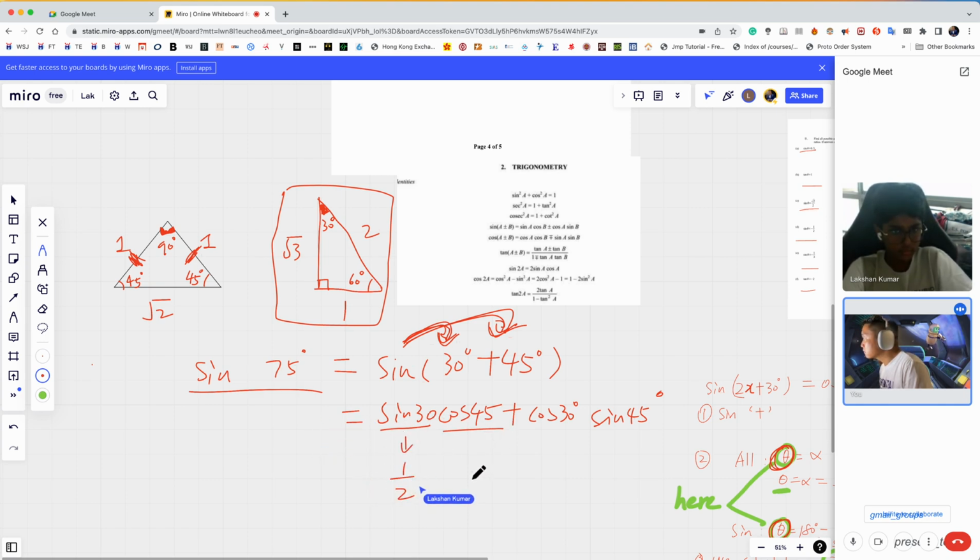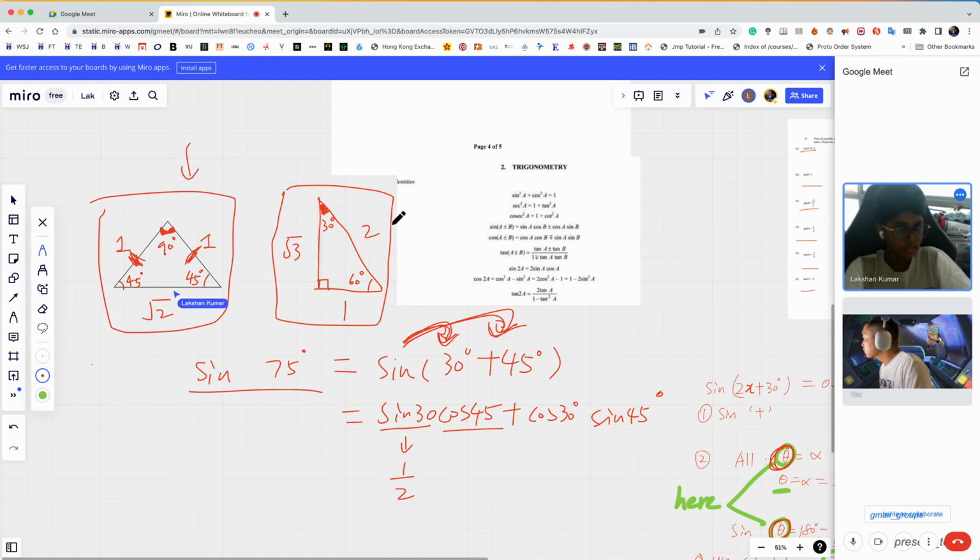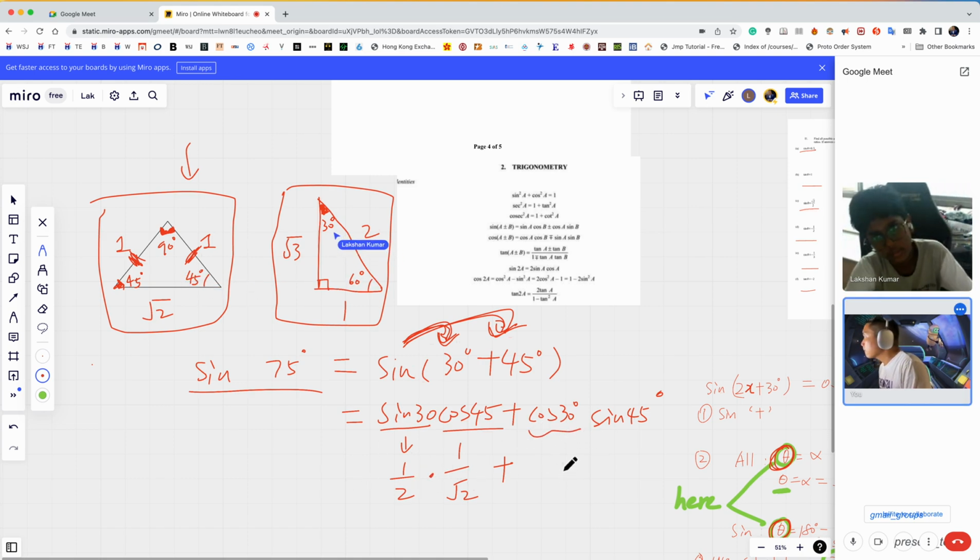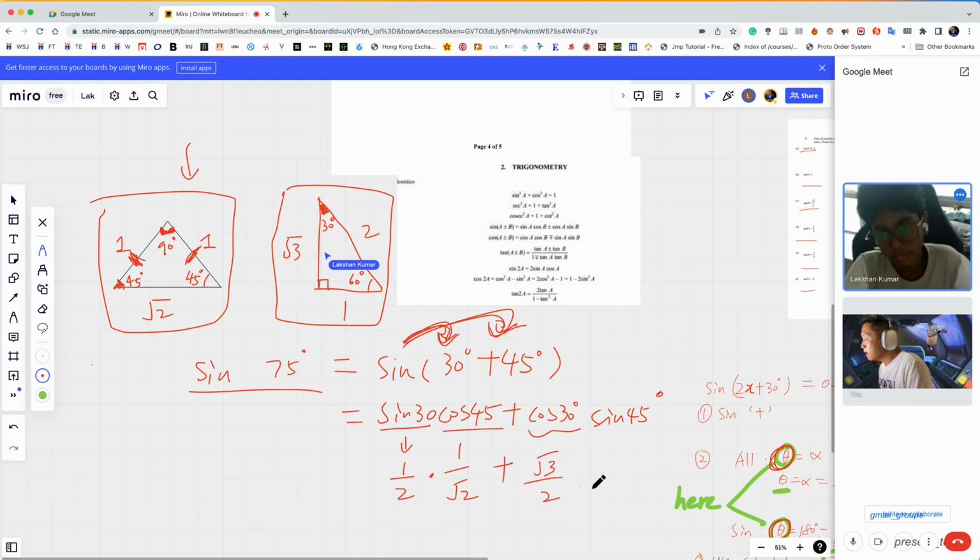Then what about cosine 45? You should look at this. Cosine 45 is, you can use this 45 or you can use that 45, 1 over square root 2. Correct. Continue. We simplify later. Cosine 30. Cosine 30 is square root 3 over 2. Yes. Sine 45, sorry. Sine 45 is 1 over square root 2.